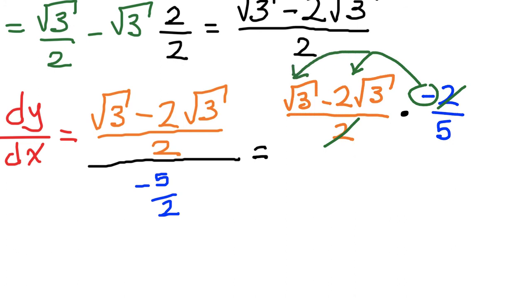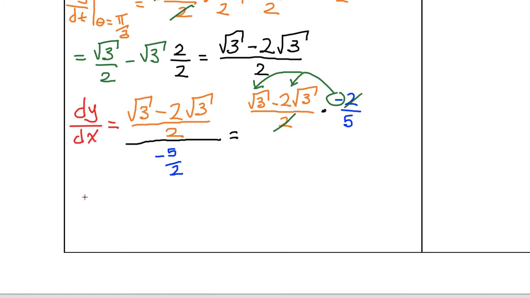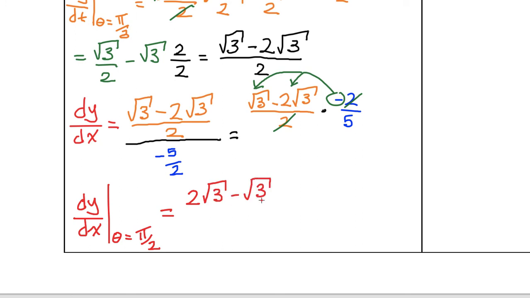So my final answer, I know it took a while, my dy dx, I guess I should be saying the evaluation bar at theta is equal to pi over 2. When I plug that in, I get 2 square root of 3, that's positive now, so 2 square root of 3 minus the square root of 3, all of that divided by 5. Whew. That was a lot of math. Let's try another one.